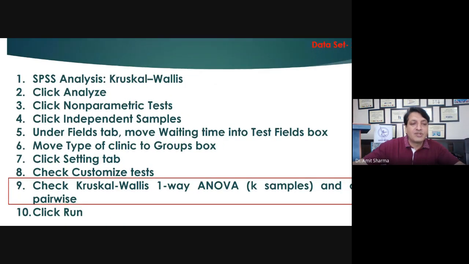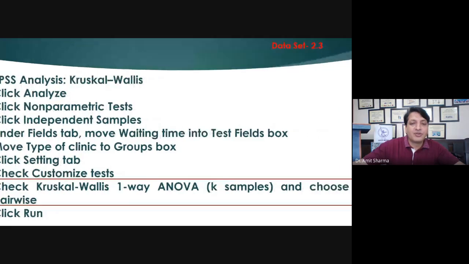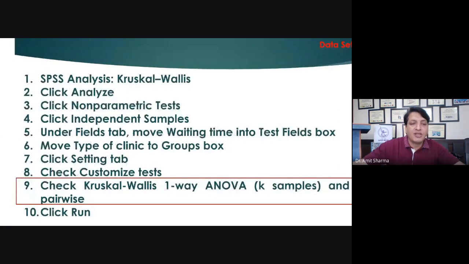And you just have to change step number 9. So instead of choosing Mann-Whitney, choose here Kruskal-Wallis. Remaining all the steps are the same. The two different things you have to do: instead of clinic, choose your labels, and instead of Mann-Whitney choose the option called Kruskal-Wallis test. So how to do it?